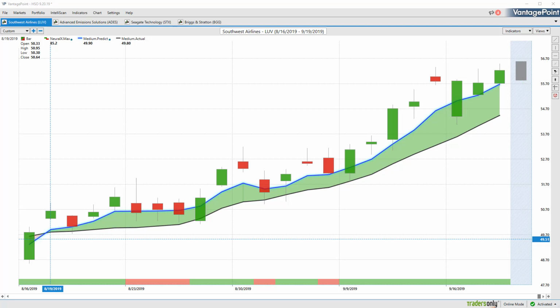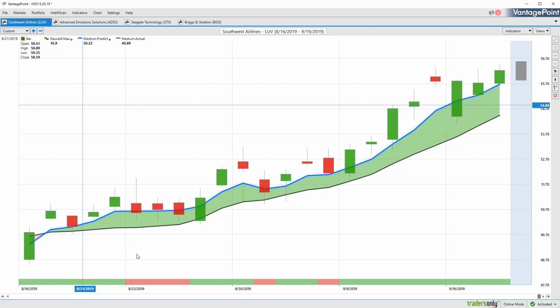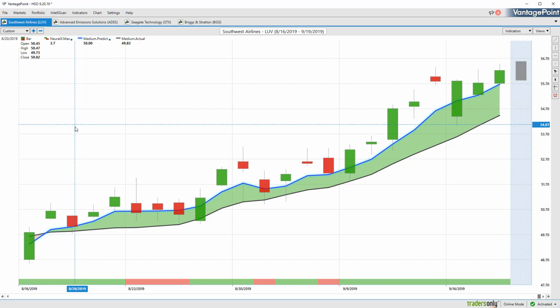Taking a closer look here at Southwest Airlines, we see what happens. We get that blue line crossing above the black line, with the neural index up at a 1. Of course, this is telling us the market's expected to move higher. Use tools like your predicted neural index to get that view of the next 48 hours of strength or weakness, but also the predicted highs and lows.